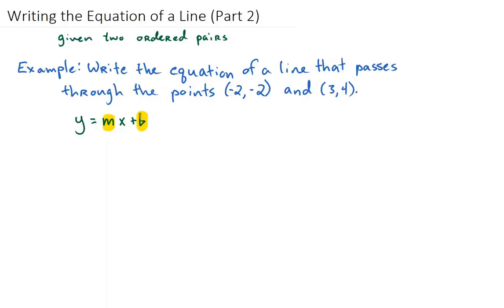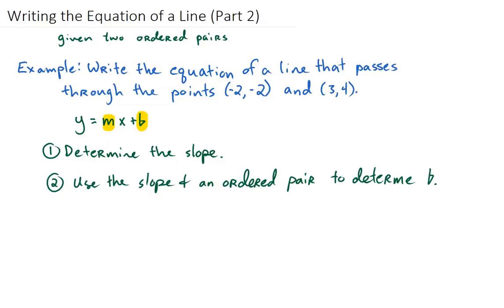So when they don't tell us any of what we need, we're going to first determine the slope. And then after that, it'll be like the previous stuff that we've worked on where we use the slope to determine the y-intercept. Or more specifically, we'll use the slope and an ordered pair to determine b, which is the y-coordinate of the y-intercept. And then once we have the slope and the y-intercept, we put that into y equals mx plus b and we're done.